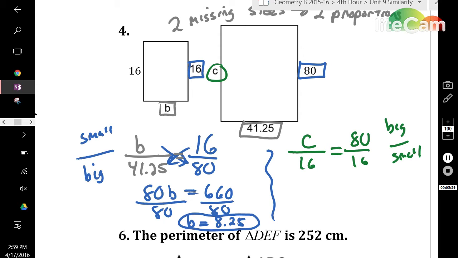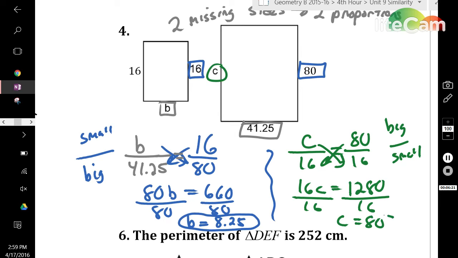Now look at this proportion. You have the denominators the same, 16 and 16. Therefore, C has to be 80. And if you actually do the math here, you'll have 16C equals 80 times 16. It's 1,280. If you divide both sides by 16 afterwards, you're going to get 80 again.